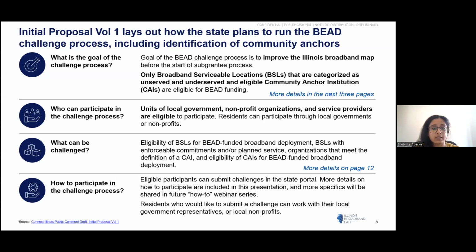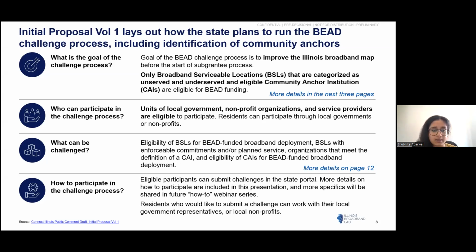So who can actually participate in the challenge process? It's going to be local units of government, nonprofit organizations, and internet service providers. Residents can participate in the process through their local governments and nonprofit organizations who serve within their communities.